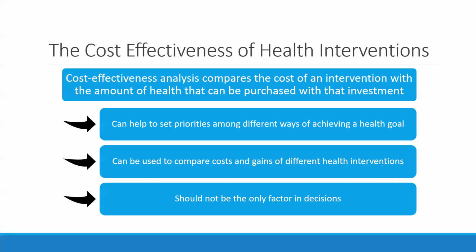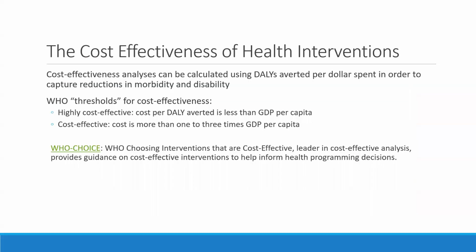Of course, we usually don't have a lot of money to spend towards health anyway. So how do we make those decisions? This is how it's calculated. I think it's probably not totally important for you to know that, but it's there if you're interested. Using DALYs averted per dollar spent is essentially that.